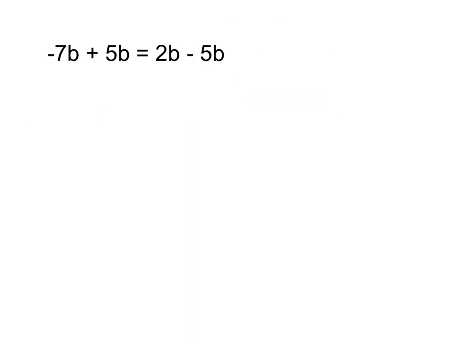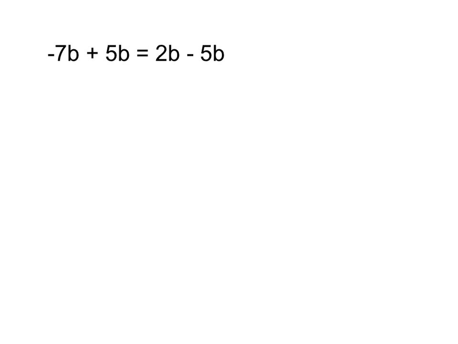Okay, let's look at this example. First thing I always like to do is look at the problem and say, what type of problem am I dealing with here? If I look at this, I have a bunch of b terms, but only one variable. Those variables are on both sides of the equal sign, so the very first thing that should come to my mind is it's a multi-step equation.